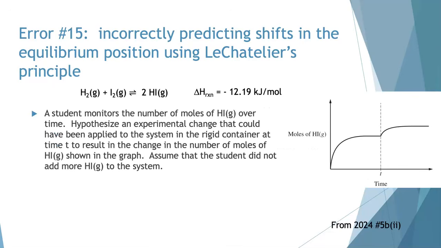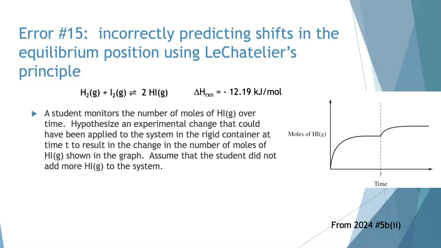Here's a problem based on the 2024 exam, question 5b, part 2. The reaction is hydrogen gas plus iodine gas makes 2HI. We're given an enthalpy change for the reaction of negative 12 kilojoules per mole. A student monitors the number of moles of HI over time. Hypothesize an experimental change that could have been applied to the system in the rigid container at time t to result in the change in the number of moles of HI shown in the graph. Assume that the student did not just add more HI to the system.